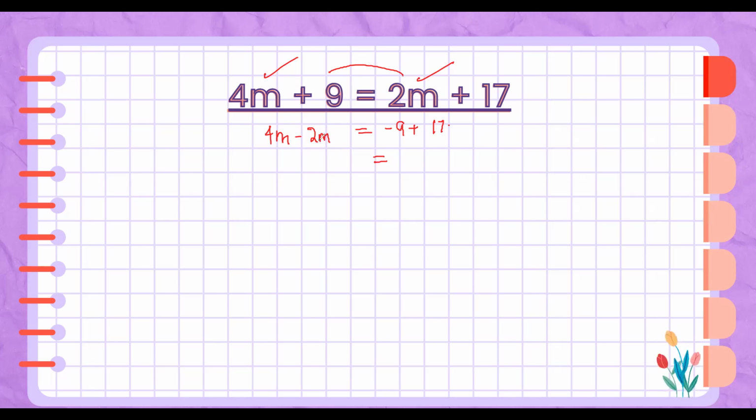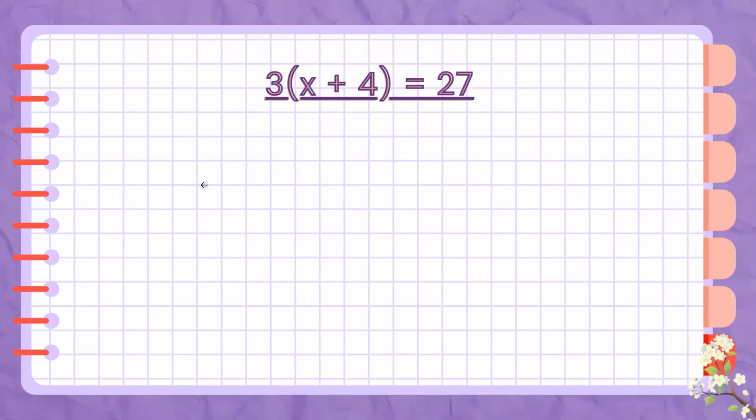Now let's solve the equation. What is 4m minus 2m? It is 2m. What is minus 9 plus 17? It is 8. So 2m is equal to 8. On the left hand side we are multiplying, so on the right hand side we have to divide. So m will be 8 divided by 2, which gives you m equal to 4. Okay, guys? This is it. It's really simple. Once you get the logic, you just crack algebra.